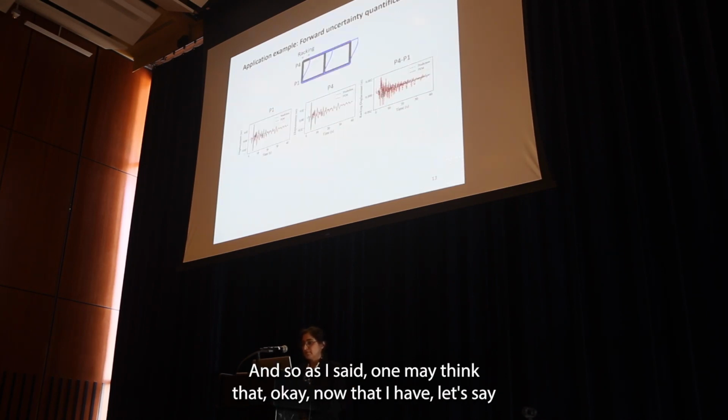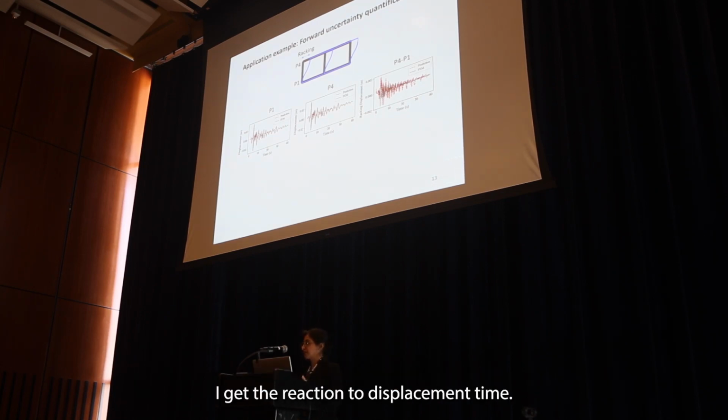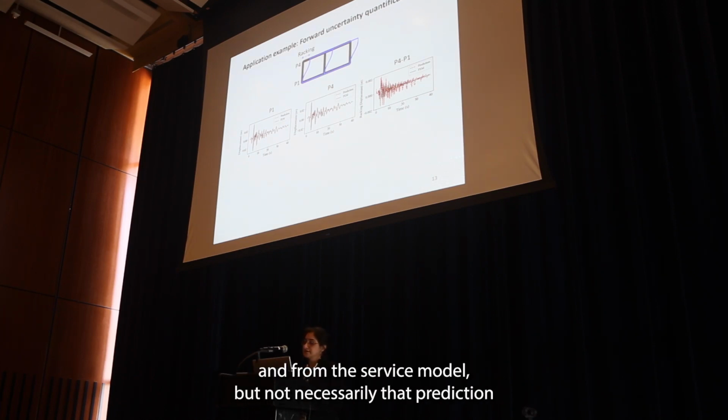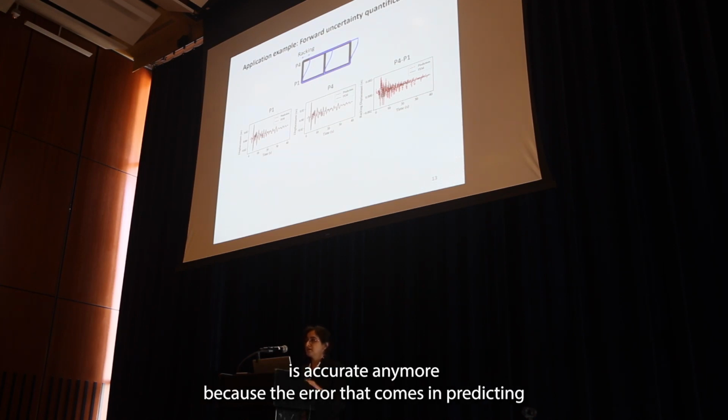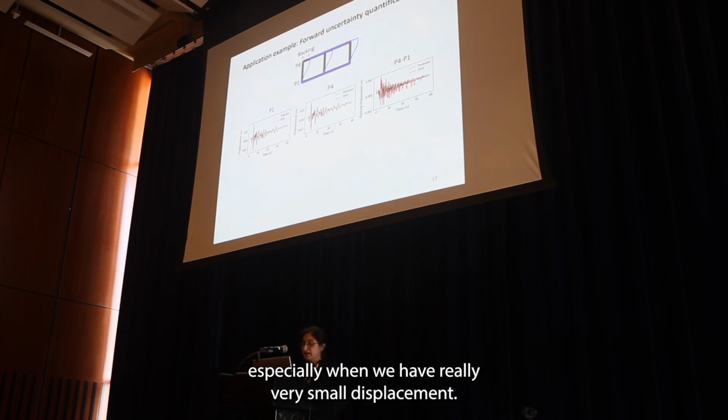So as I said, one may think that, okay, now that I have, let's say, the displacement at points P1 and P4, I can subtract them and get the racking displacement time history. So we tried that as a first step, and here you see the difference that we are getting from the finite element and from the surrogate model, but that prediction is not necessarily accurate anymore, because the error that comes in predicting each displacement can add up and result in more error, especially when we have very small displacement.